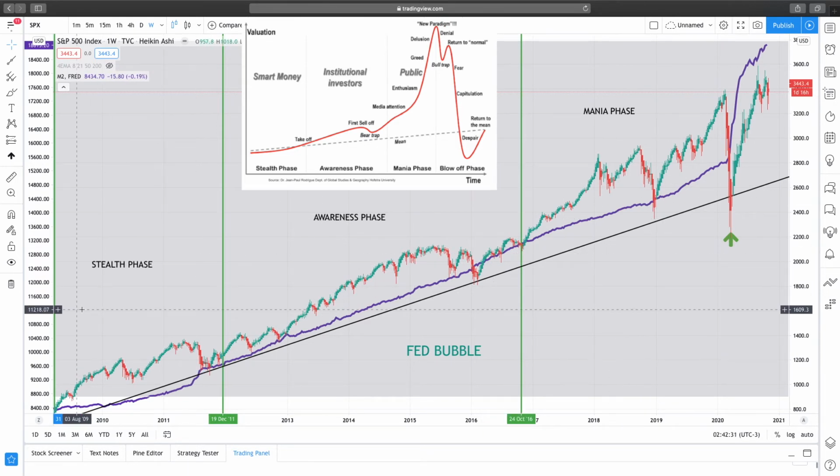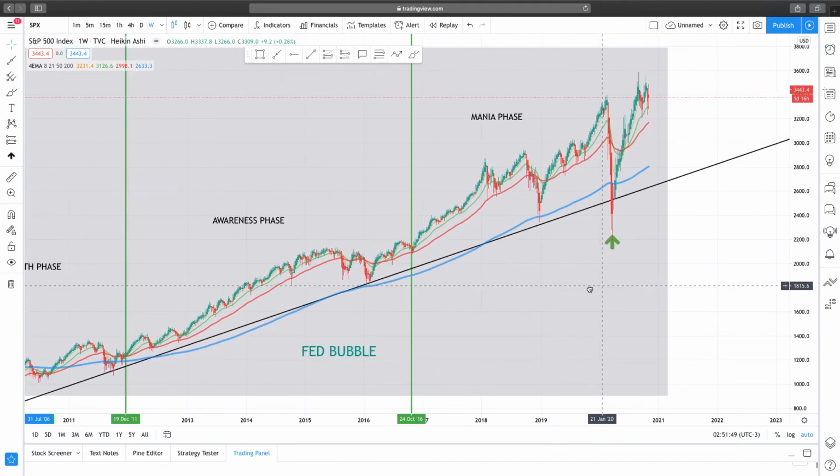So as you can see, we had our stealth phase already, as well as our awareness phase, which ended with the bull trap here around 2015 to 2016, coincidentally with the 2016 presidential election, and then following that we started the mania phase. But we've been seeing some quite interesting price action happen here as we had this huge crash at the beginning of the year due to the pandemic, and I've made my own prediction on what I think exactly this price action here represents.